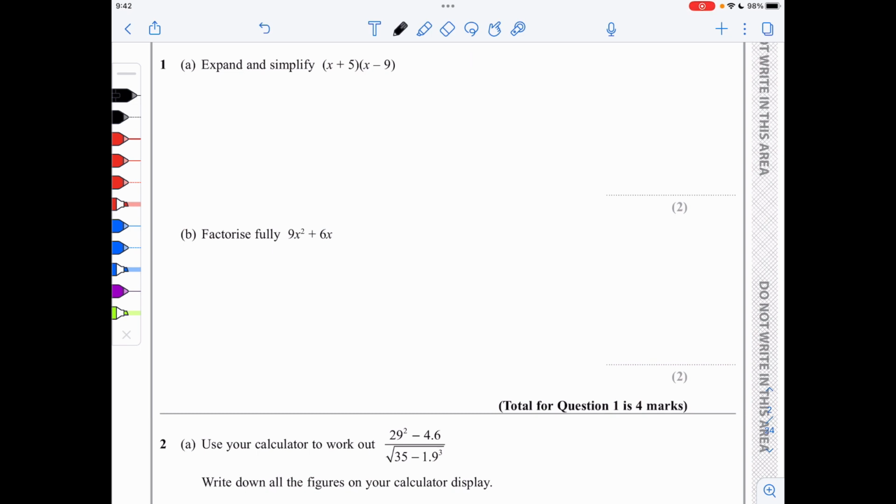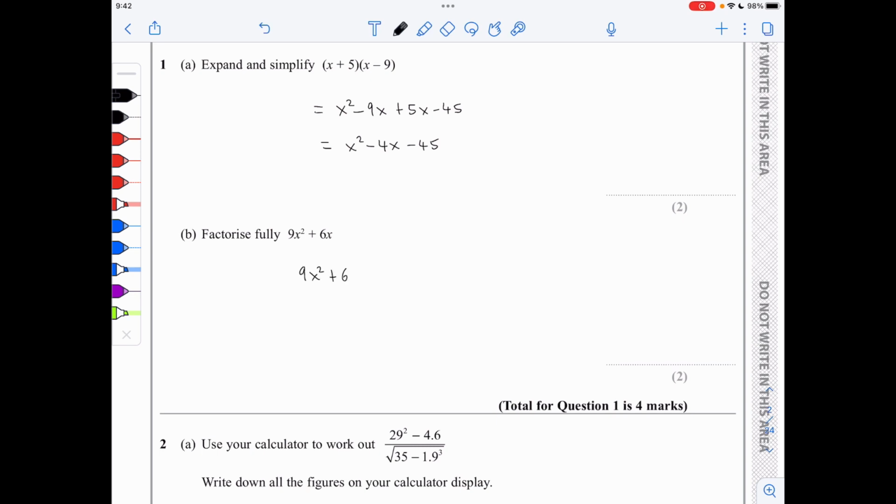In 1a, we need to expand and simplify (x + 5)(x − 9). So it's going to be x squared minus 9x plus 5x minus 45, which simplifies to x squared minus 4x minus 45. In b, we need to factorize fully 9x squared plus 6x.